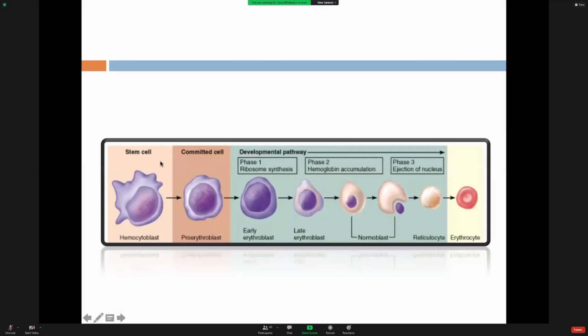Again, stem cells, this is how it starts for erythrocytes. It comes through the stem cells, the hemocytoblast, then the proerythroblast, then this is the early phase, early erythroblast with late nucleus, with normoblast, then reticulocytes if you see destruction or disappearance of the nucleus, then finally erythrocytes. These are the stages for erythrocytes.